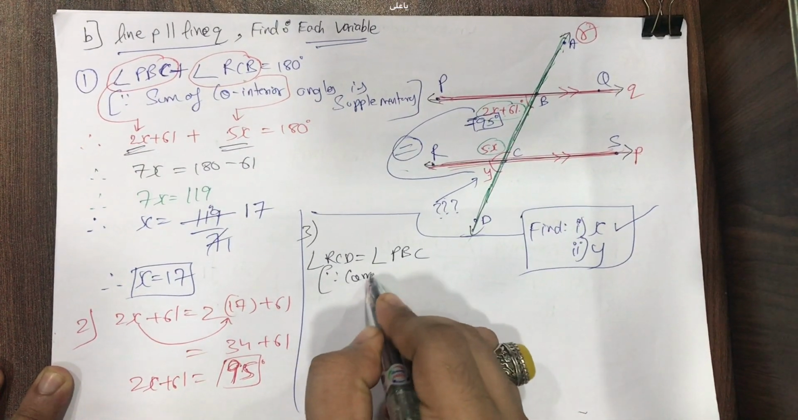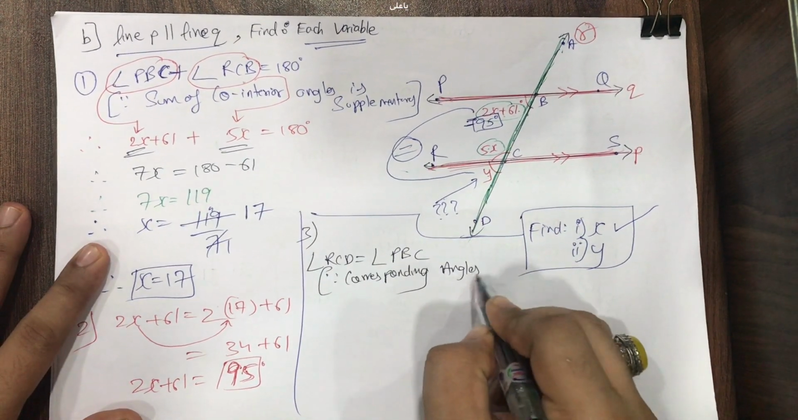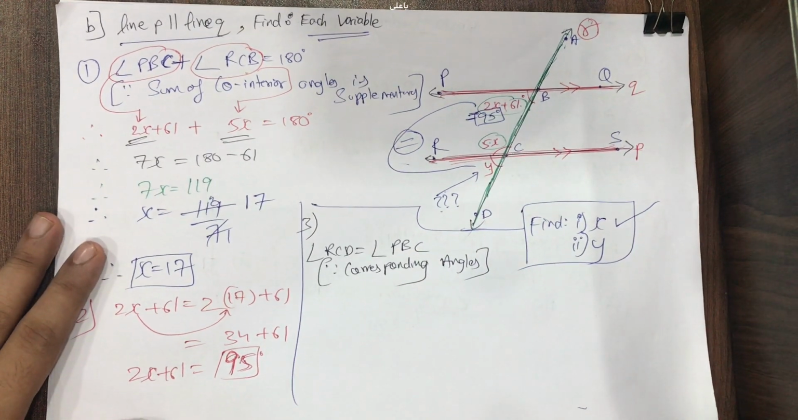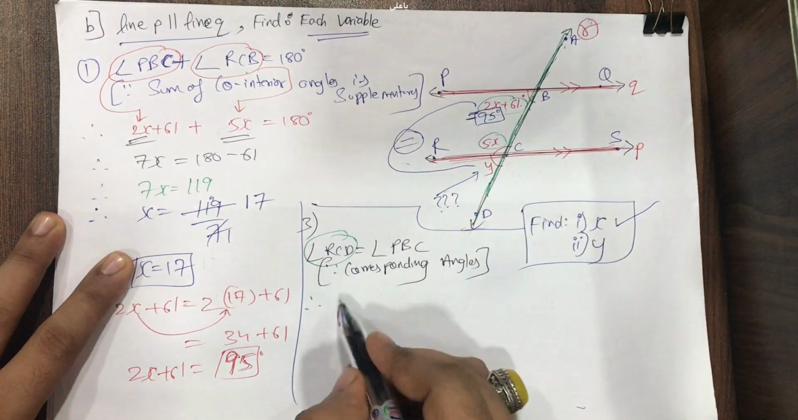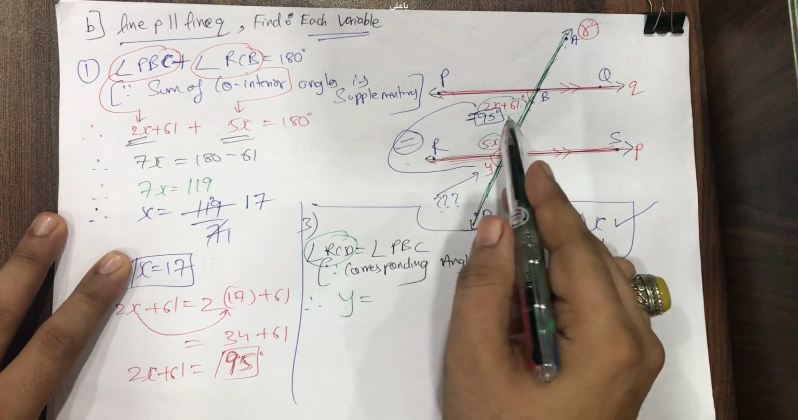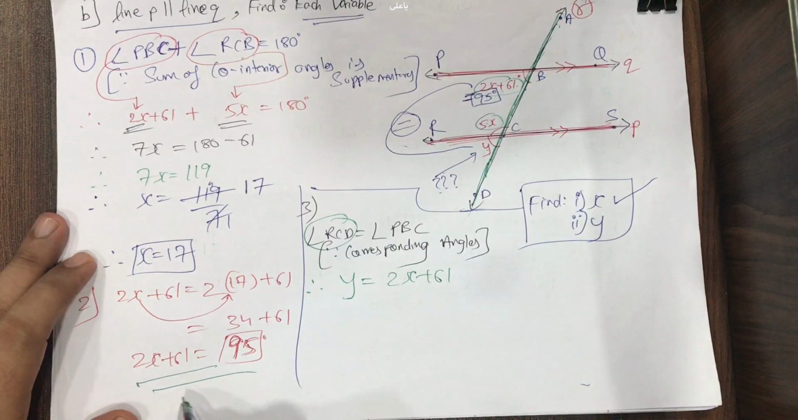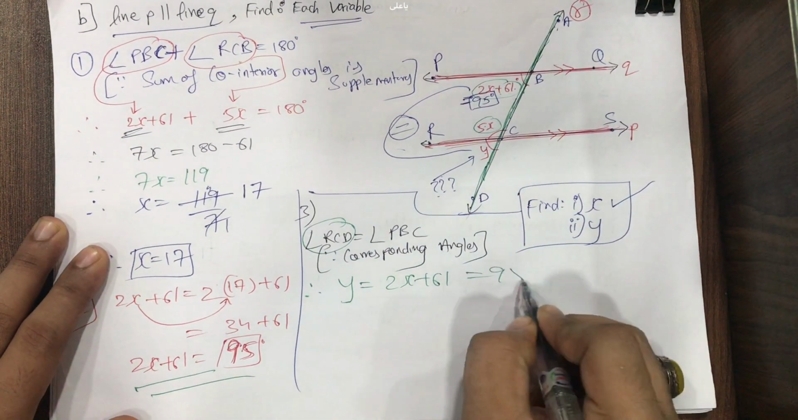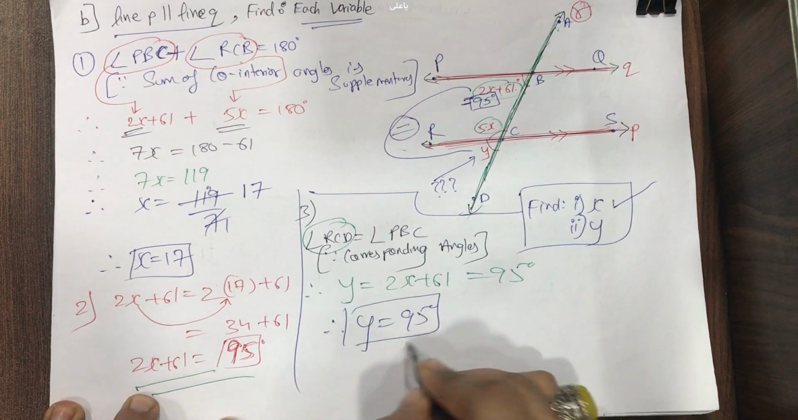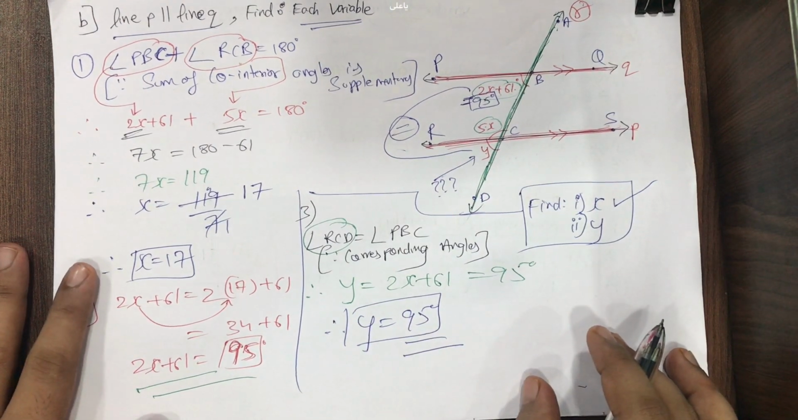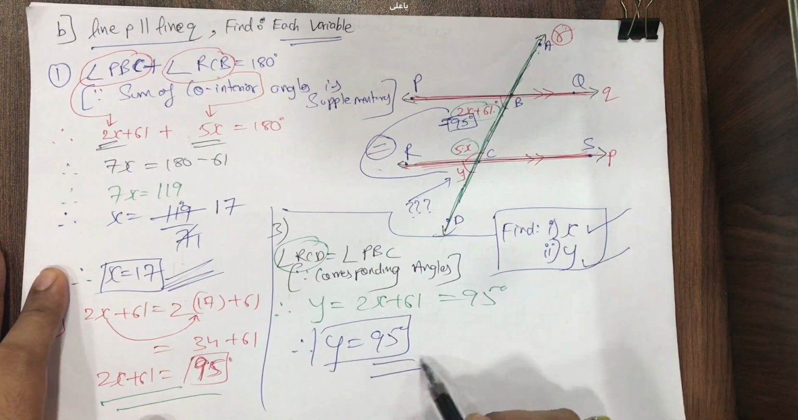Reason will be corresponding angles. Okay, corresponding angles are always equal, please. Okay, next step. Therefore, what is the value of angle RCD? RCD means y over here. PBC is nothing but 2x plus 61, and just now we found out from step 2 that the value of 2x plus 61 is 95, is equal to 95 degrees, students. So therefore I got to know y also. y is equal to 95 degrees. Yes, so students, we got to know our two variables. x was how much? x was this 17, and y also we got to know as 95.